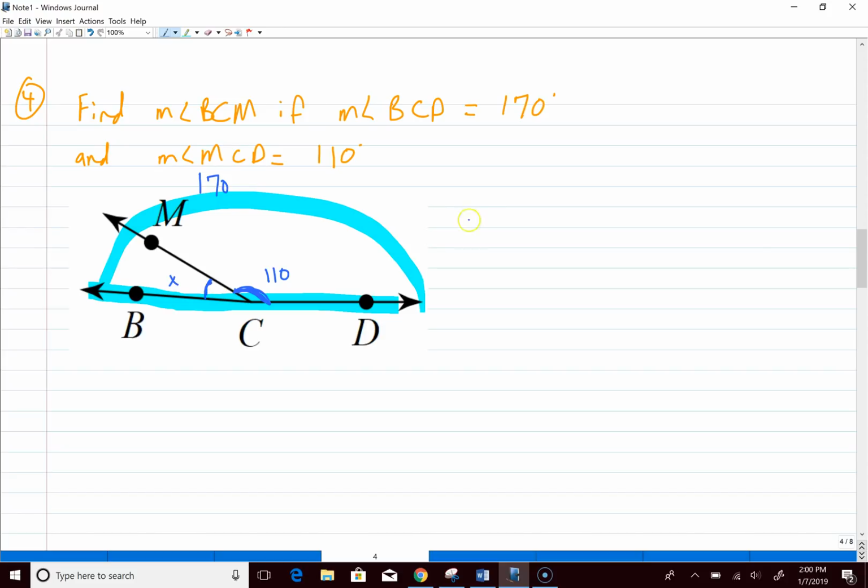Well, if you know the total is 170 and this is 110, how do you get the leftover adjacent angle? Well, we would subtract, right? So 170 minus 110. And that's it. That gives you the answer. That's 60 degrees. So the measure of angle BCM is equal to 60 degrees.